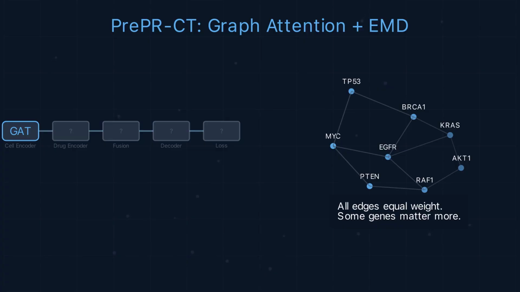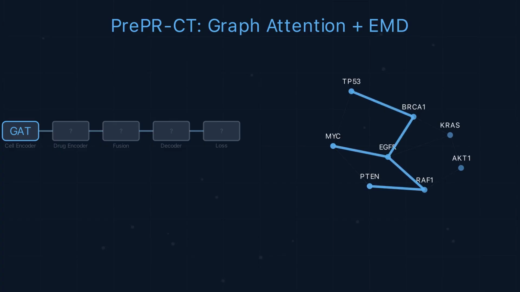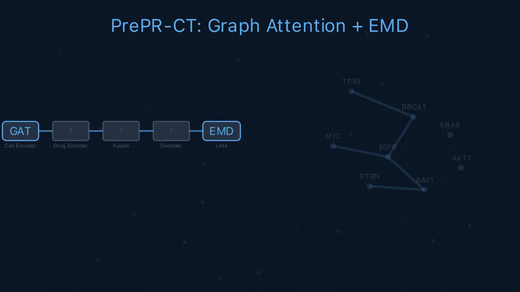But a flat graph treats every connection equally. That's not realistic. Some gene pairs are deeply coupled. Others are loosely correlated. So they add attention. Graph attention lets the model learn weights for each edge. Some connections get amplified. Others get suppressed. The model can now tell you exactly which gene relationships drove its prediction. That's interpretability built into the architecture.